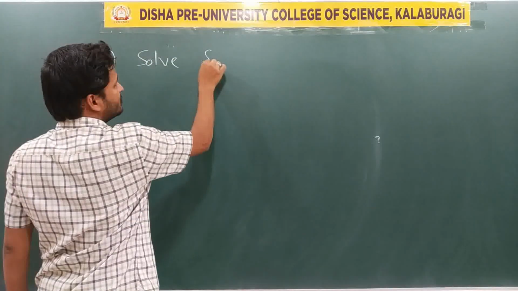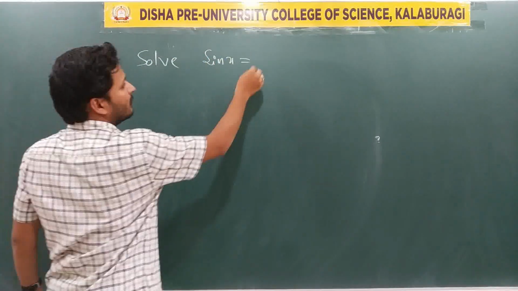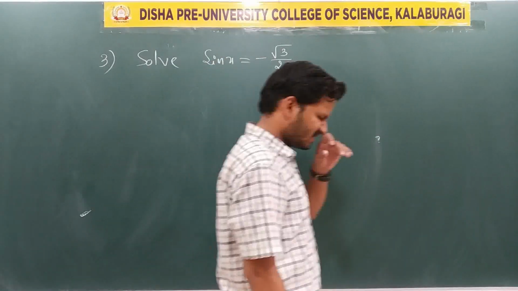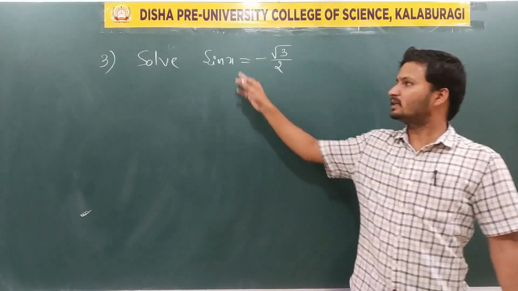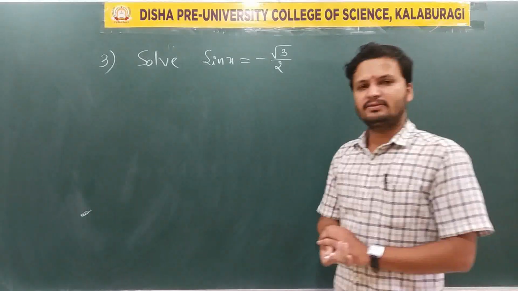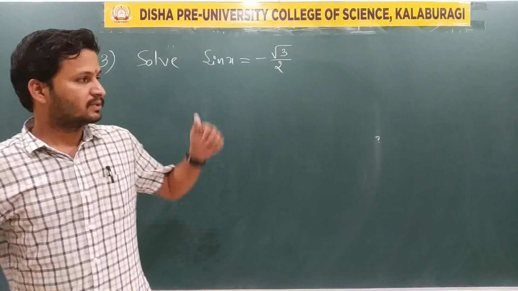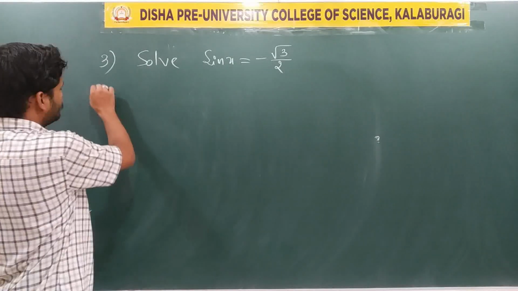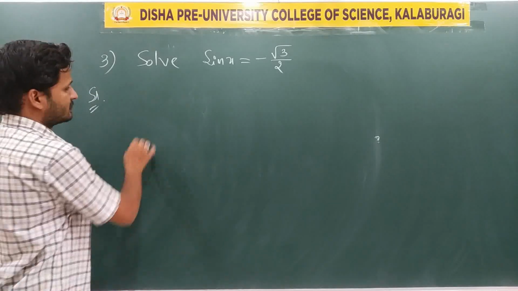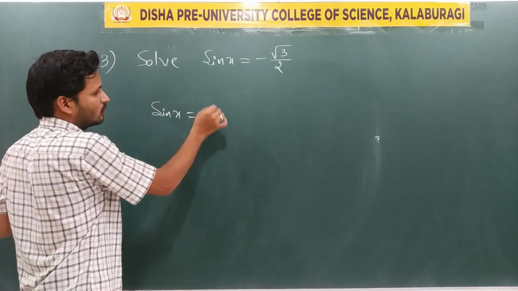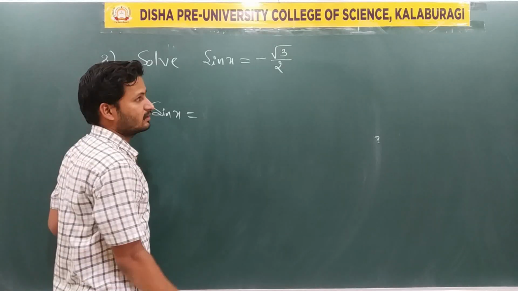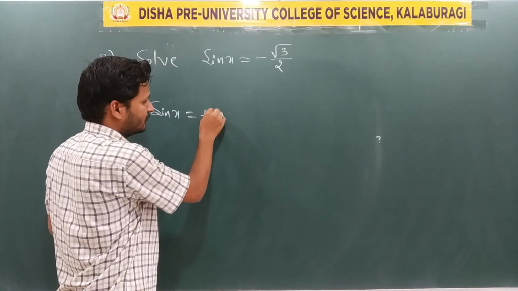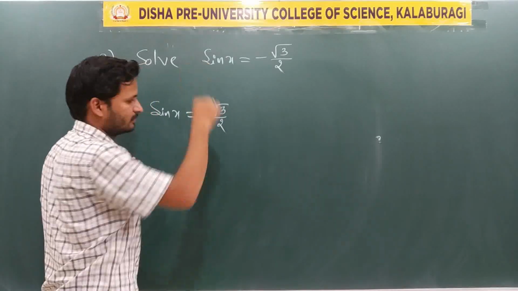Question number 3. Solve sin x is equal to minus root 3 by 2. Solve means find the values of x, and finding the value of x is nothing but finding the general solution. Given sin x is equal to minus root 3 by 2. So first consider plus root 3 by 2.